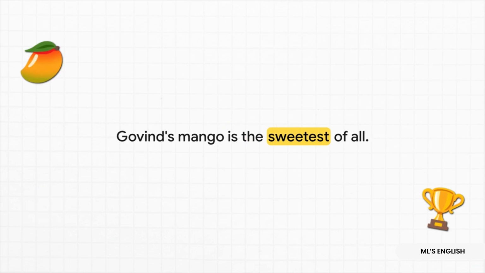And finally, along comes Govind. His mango is the sweetest. That est ending tells us we're comparing more than just two things. We're putting Govind's mango up against all the others, and his comes out on top. It has the highest possible degree of sweetness. And that, my friends, is the superlative degree.